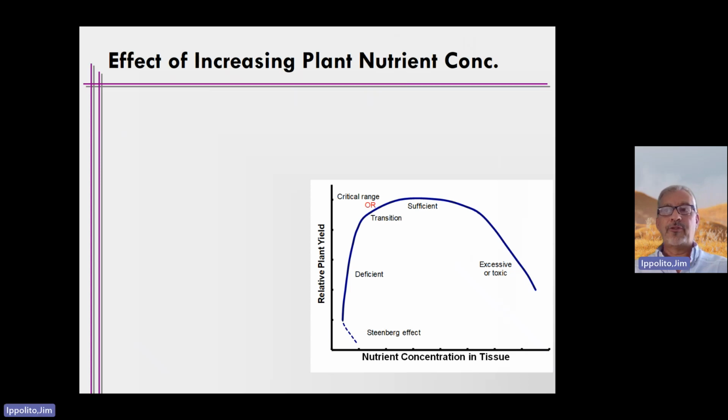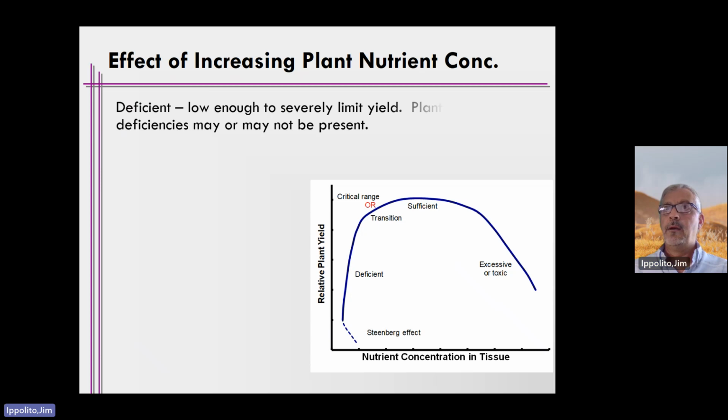So let's talk about the specific regions, and let's start with the deficient zone first. The deficient zone is an area where this curve, as you increase nutrient concentration in the tissue via adding a nutrient to a soil, the curve increases linearly. This is the deficient zone. This zone is low enough to severely limit crop growth or yield.